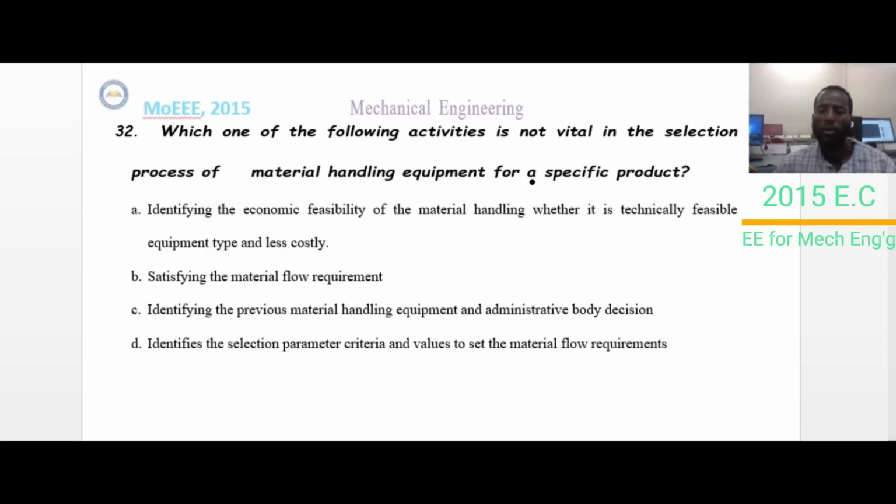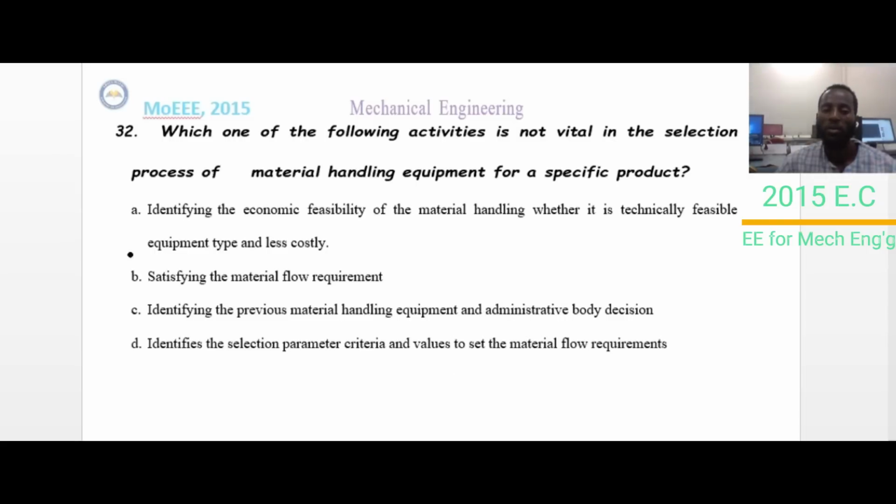Next, which one of the following activities is not vital in selection of material handling equipment for a specific product? A. Identifying the economic feasibility of the material handling, whether it is technically feasible, equipment type, and less costly. B. Satisfying the material flow requirement. C. Identifying the previous material handling equipment and administrative body decision. D. Identifying the selection parameters, criteria, and values to set the material flow requirements.